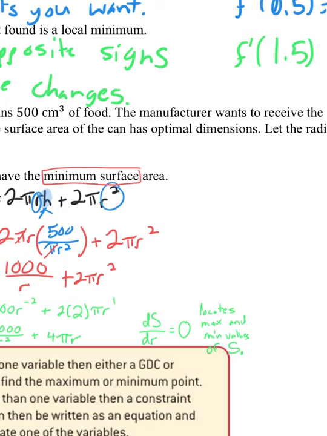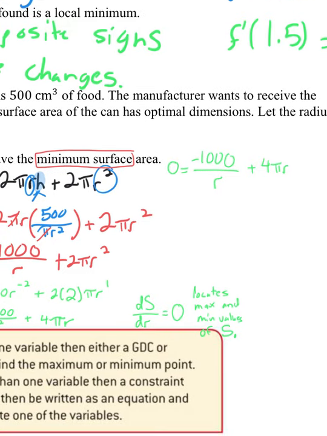So we'll go ahead and look for the point specifically because we can't do it with the original equation, but with the derivative we can plug in and say we want to look for negative 1,000 over x, or over r, plus 4 pi r equals 0. And plug that into our calculator, and we're going to find out that r equals 4.301.